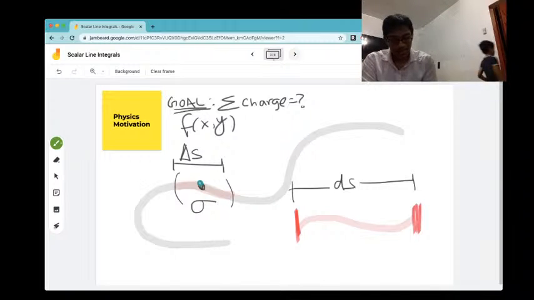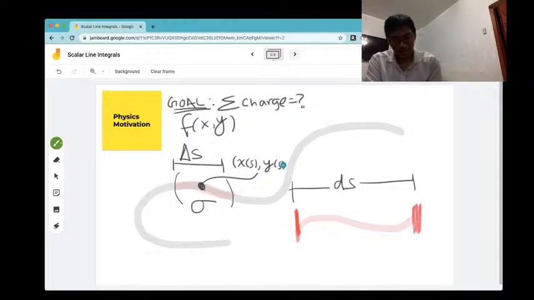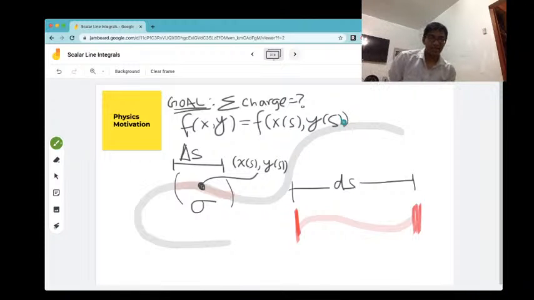So for example, this point over here might be x of s comma y of s, right? So to find the charge density at that point, all I have to do is compute the value of my function, the value of my charge density at that point. So for example, instead of f of x comma y, I just plug in f of x of s comma y of s, and that would give me the charge density at that specific portion of the wire.